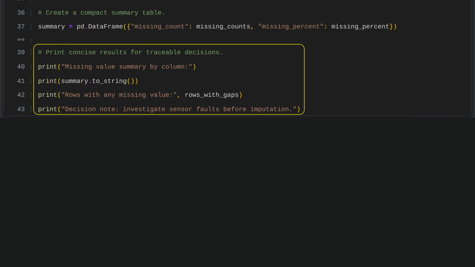First, review a summary of missing values by column, including both counts and percentages, to see how much data is incomplete. Then, identify the rows with any missing values to locate the affected time points. Before choosing an imputation or cleaning method, investigate possible sensor faults so the decision is based on the likely cause of the missing data.